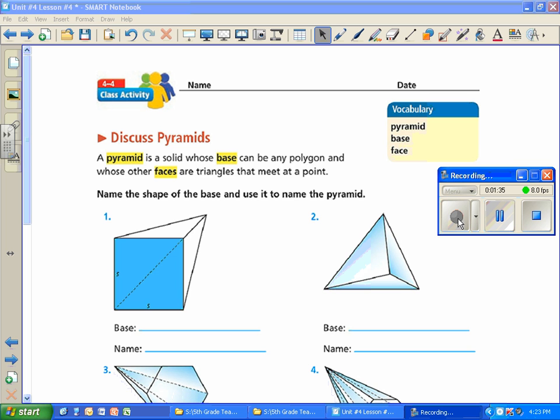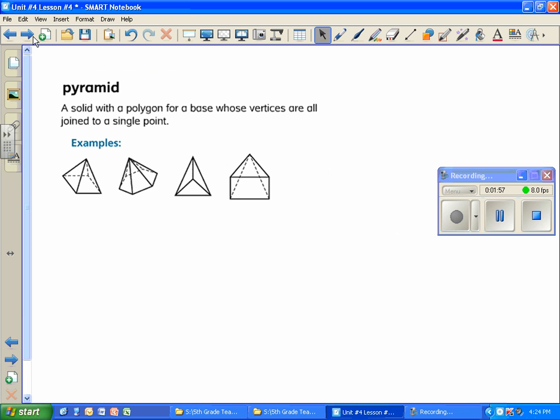Alright, again, just like prisms, a pyramid is a solid whose base can be any polygon and whose other faces are triangles that meet at a point. So here we have vocabulary: pyramid, base, and face. Let's take a look at each definition. A pyramid: a solid with a polygon for a base whose vertices are all joined to a single point. So you can see what they're talking about right here, and here, and here, and here.